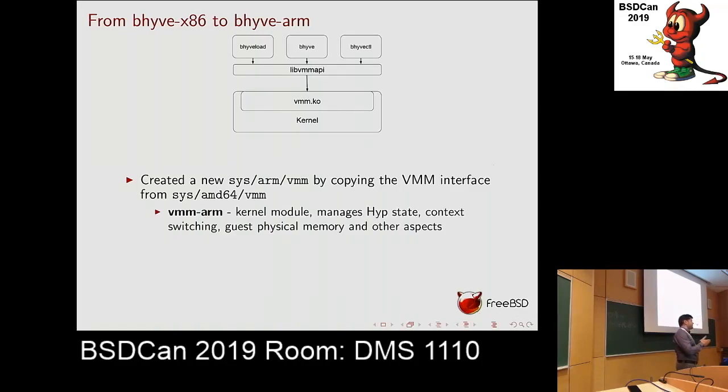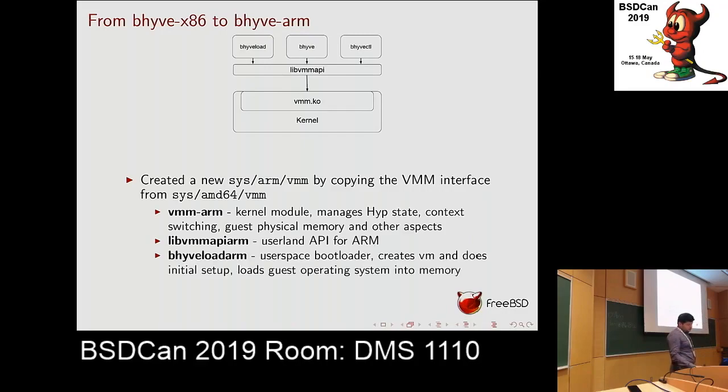So this was the first approach. Basically, we added the ARM suffix to make a distinction between vmm and vmm-arm. vmm-arm is a kernel module which manages the hypervisor state, the context switch between guest and host, and also manages the guest physical memory, so it makes its mappings. Further, we have the libvmmapi ARM. We basically duplicated the library, which is the API for ARM. Bhyveload ARM: again, we duplicated the interfaces and wrote the code for ARM there. So again, we only duplicated interfaces; the code is different. And bhyve ARM is the user space process that runs the main loop and does all the emulation we need.